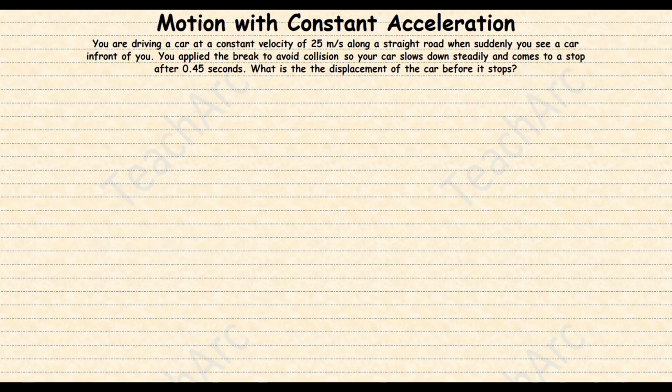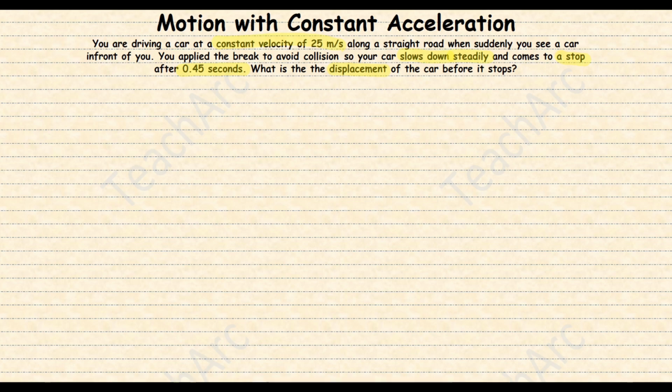Let's try this one. You are driving a car at a constant velocity of 25 meters per second along a straight road when you see a car in front of you. You apply the brake to avoid collision, so your car slows down steadily and comes to a stop after 0.45 seconds. What is the displacement of the car before it stops?